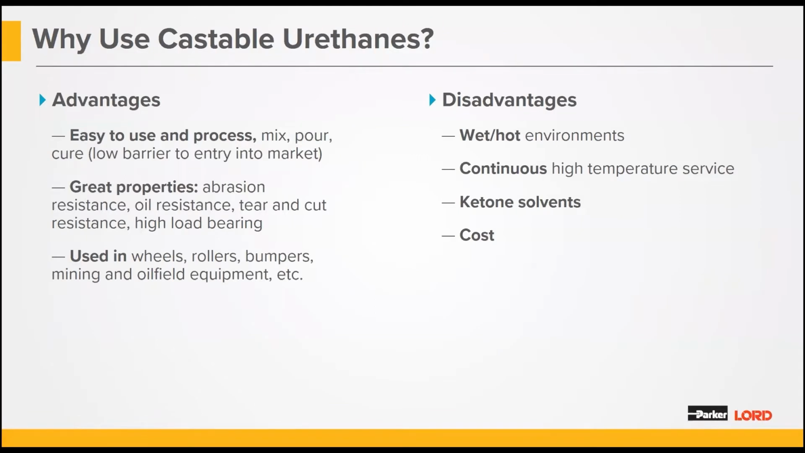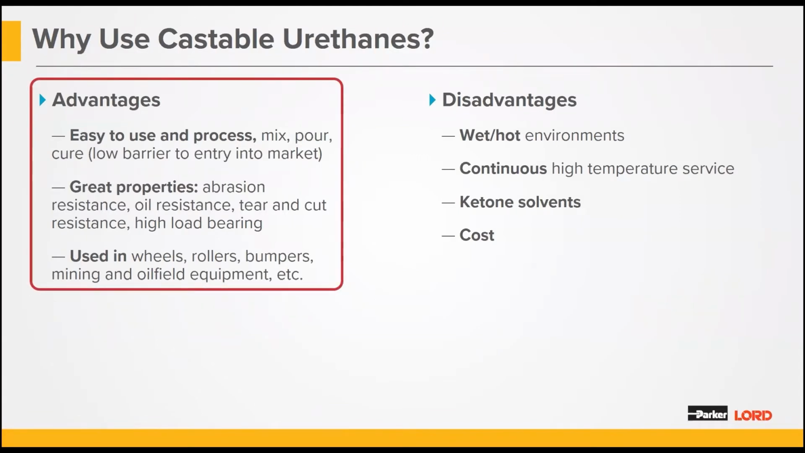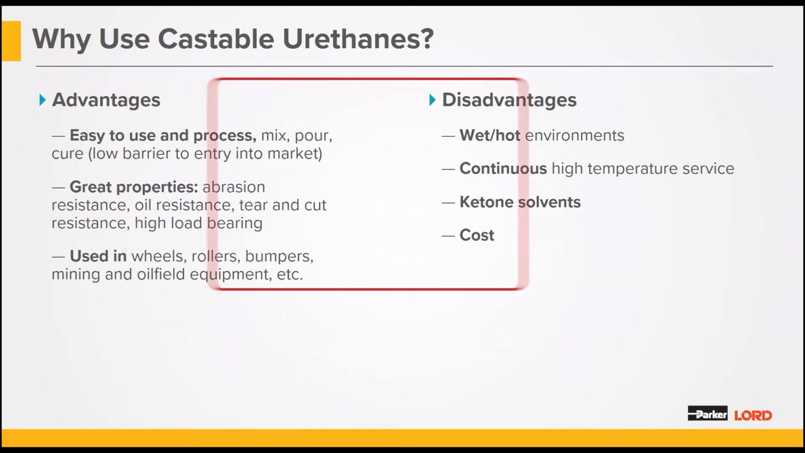So why use castable urethanes? Well, they're pretty easy to use and process. Basically, you mix, pour, and cure. There's a pretty low barrier of entry into the market. Most people could set these up in their garage. They have great performance properties: abrasion resistance, oil resistance, tear and cut resistance, but above all, high load bearing capabilities. There's no other elastomer on the market that can match these, and it's why they're used in wheels, rollers, bumpers, and mining and oil field equipment.